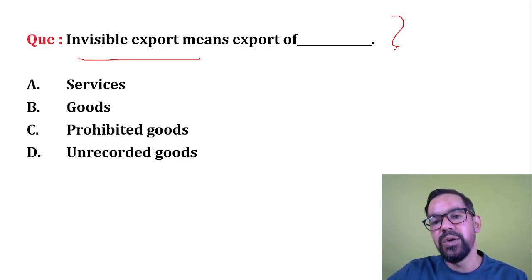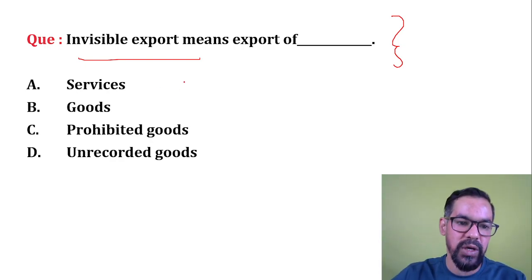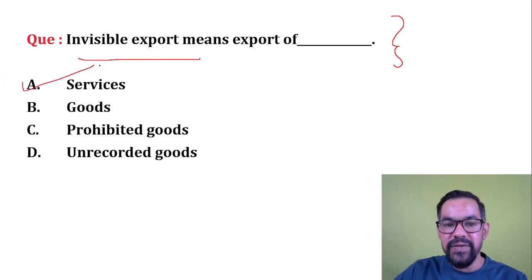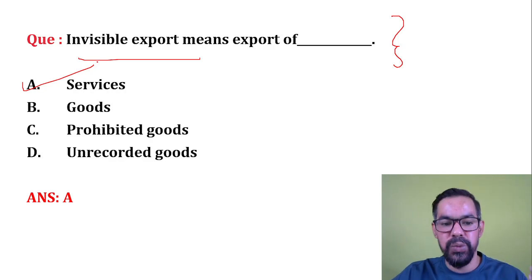Okay, next one, invisible export means. So we have two types of export, visible and invisible. Visible export is of goods, invisible export is of services. So if we are exporting IT services, banking services, that is part of your invisible export. So option A will be the correct answer for this one.